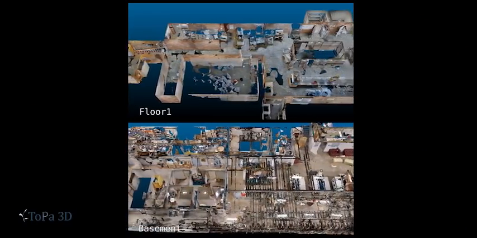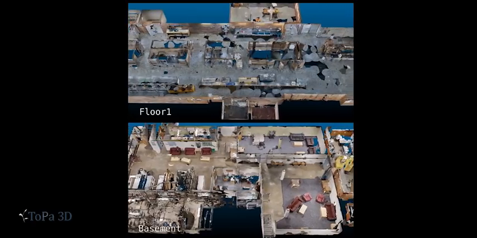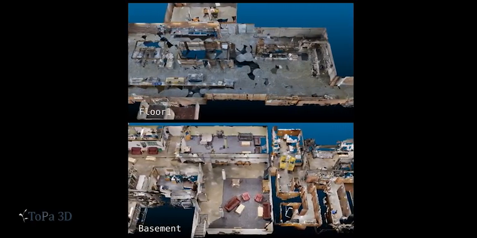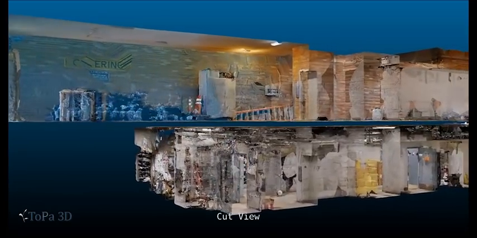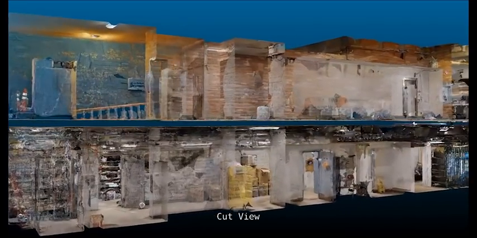This comparison is going to show you the difference between floor one and the basement of Bean Hall in different scalar views, just like we did before. I'll also show you the cut view and see through the building so you have a little bit different angle on the scalar views.